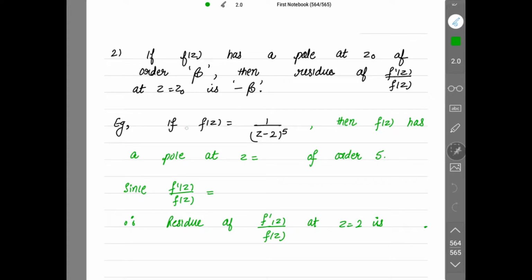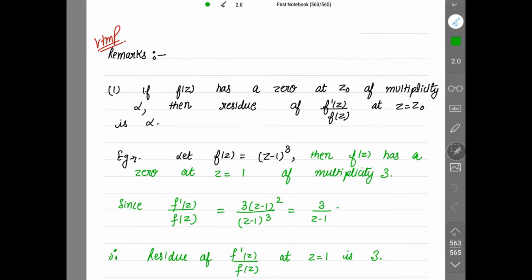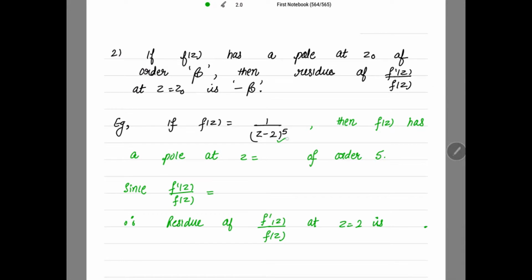Let's look at an example. If f(z) is equal to 1 over (z minus 2) to the power 5. Remember, here we are now looking at the denominator. In the previous example, we were talking about the zero of f(z), so we were going through the numerator. Now we are checking the denominator part, and when we check the denominator part, that means we are talking about the pole. So then f(z) has a pole at z equal to 2 of order 5. Right? Now check whether the residue of f'(z)/f(z) comes out to be minus 5 or not, because if the order is beta, then the residue will be minus beta.